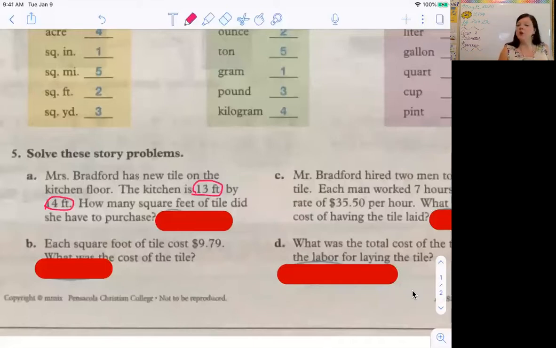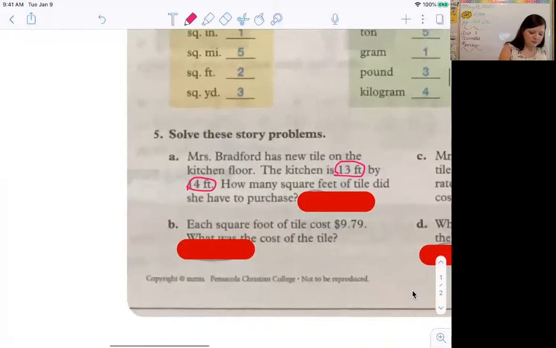So that means we're going to need a formula for finding something with a rectangle. Now let me ask you, do you think Mrs. Bradford put a new kitchen floor just around the edges? Or she wants the whole floor? She wants the whole floor. She wants the whole area of her kitchen floor redone, brand new. So we need to find the area of the kitchen. That means we need the area formula. A equals length times width.